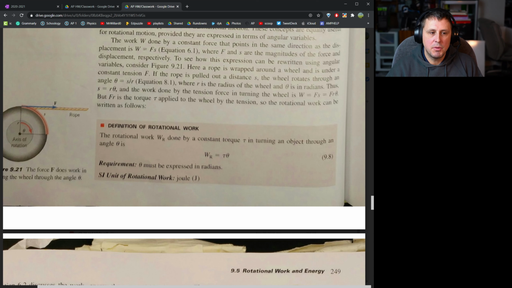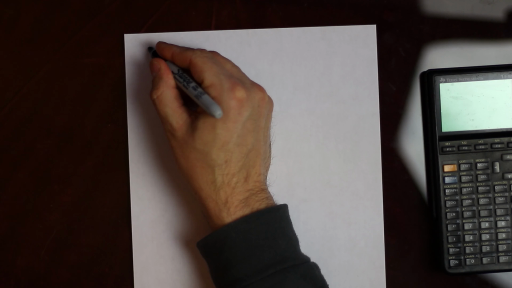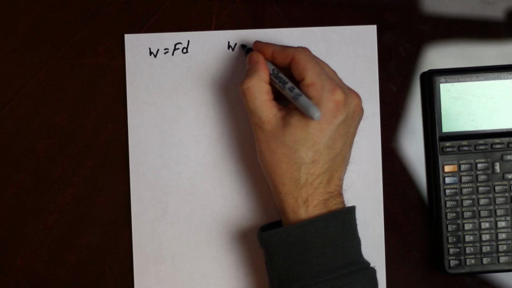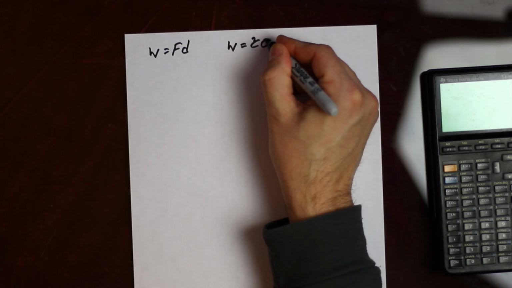Okay, so this is similar to our work equals force times displacement. Our stand-in for force is torque, times our displacement, which will be our theta. Note that theta's got to be in radians. So we can compare to work equals force times displacement. Our rotational work here will be torque times theta.